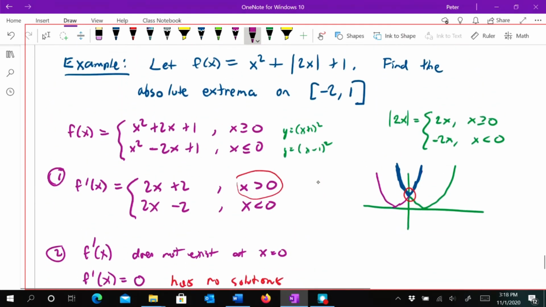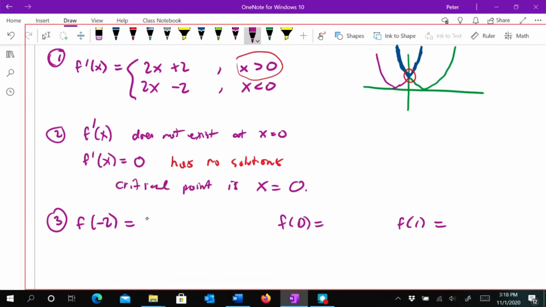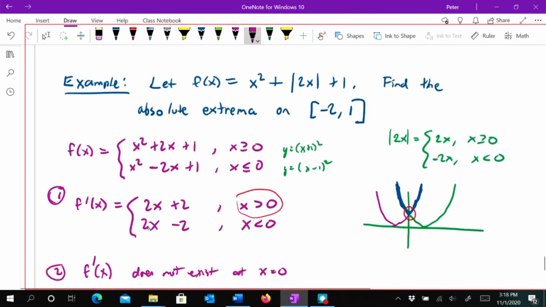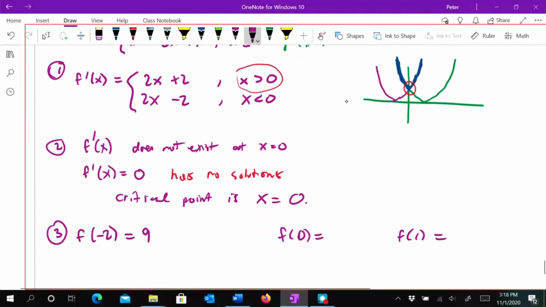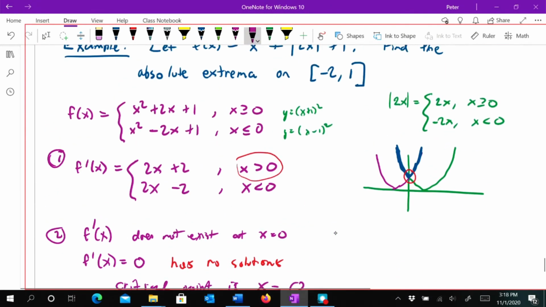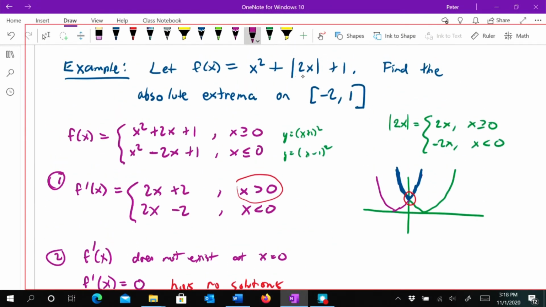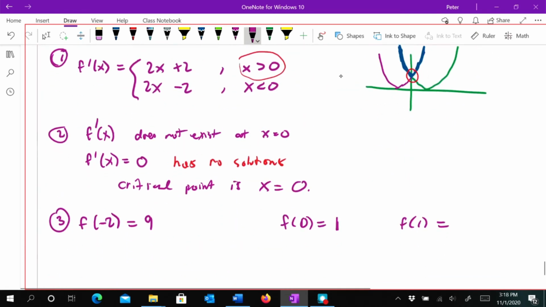At f of negative 2, let's go back to the original function. That's going to be negative 2 squared, which is 4, plus 2 times negative 2, which is negative 4. Its absolute value is 4, so I have 4 plus 1, and that gives me 9. And at 0, I have 0 plus 0 plus 1, which gives me 1. And at 1, I have 1 plus 2 plus 1, and that gives 4.